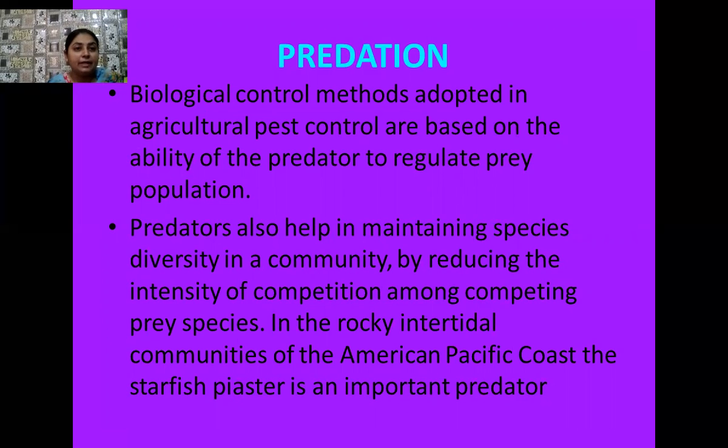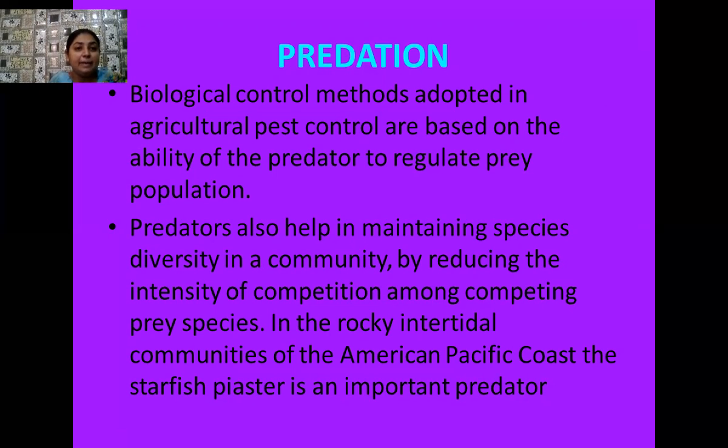An organic farmer knows very well that if a population of prey is there in a field, then naturally that field also contains a population of predators. These predators help in maintaining species diversity in a community. How do they maintain species diversity? By reducing the intensity of the competition that occurs between the prey species. If the predator is absent, then there is so much competition between the prey species that, as a result, many species of prey get extinct because of this interspecific competition.